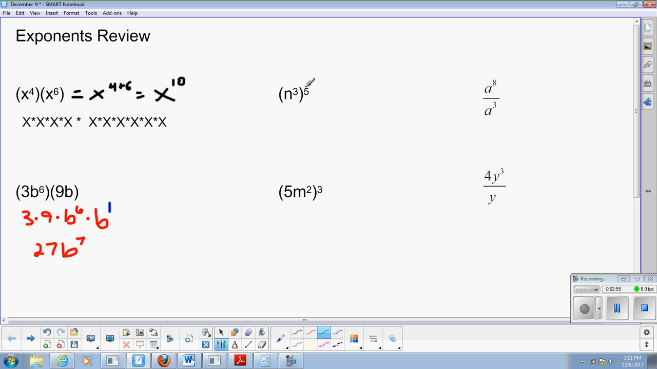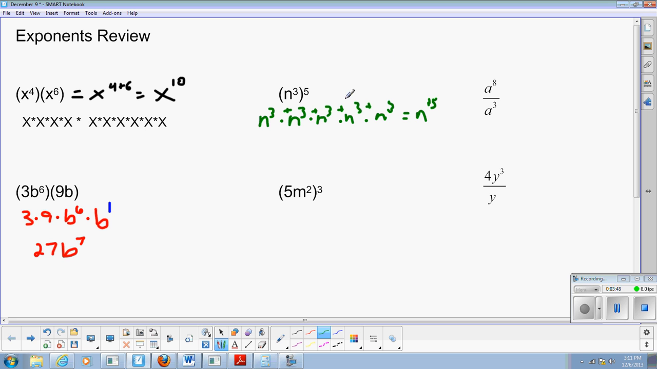N cubed raised to the fifth power. If I write this out the long way, I write n cubed times n cubed times n cubed times n cubed times n cubed. That means write that out five times. I have three. So now this is written like one of the problems over here, x to the fourth times x to the sixth. We added the exponents. If I add these exponents, I get 3 plus 3 is 6, plus 3 is 9, plus 3 is 12, plus 3 is 15. So I can write it out the long way, and then I can add the exponents. And after I add all of them, I get that n to the 15th is the answer.